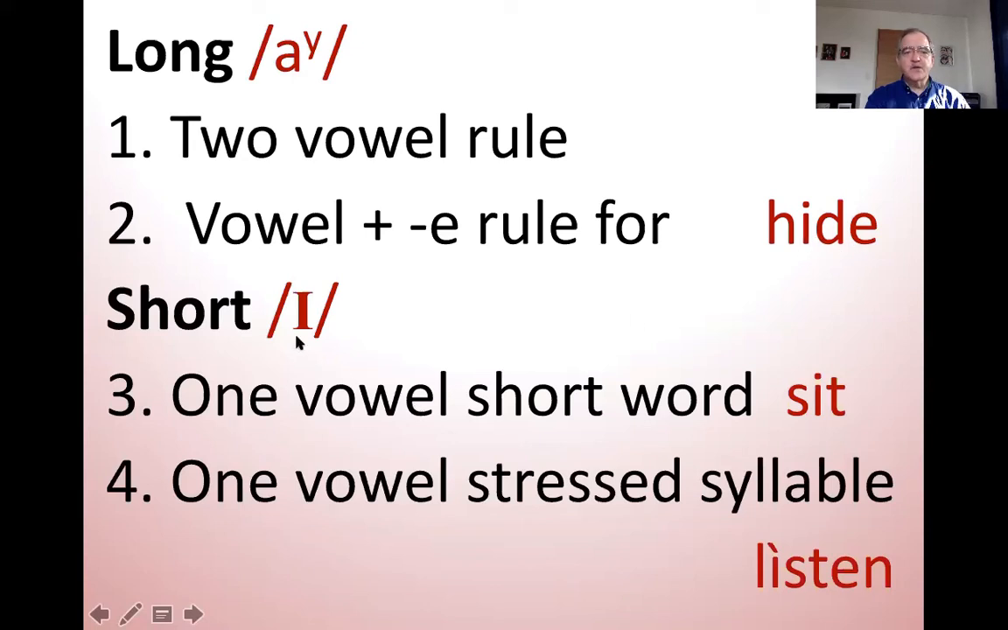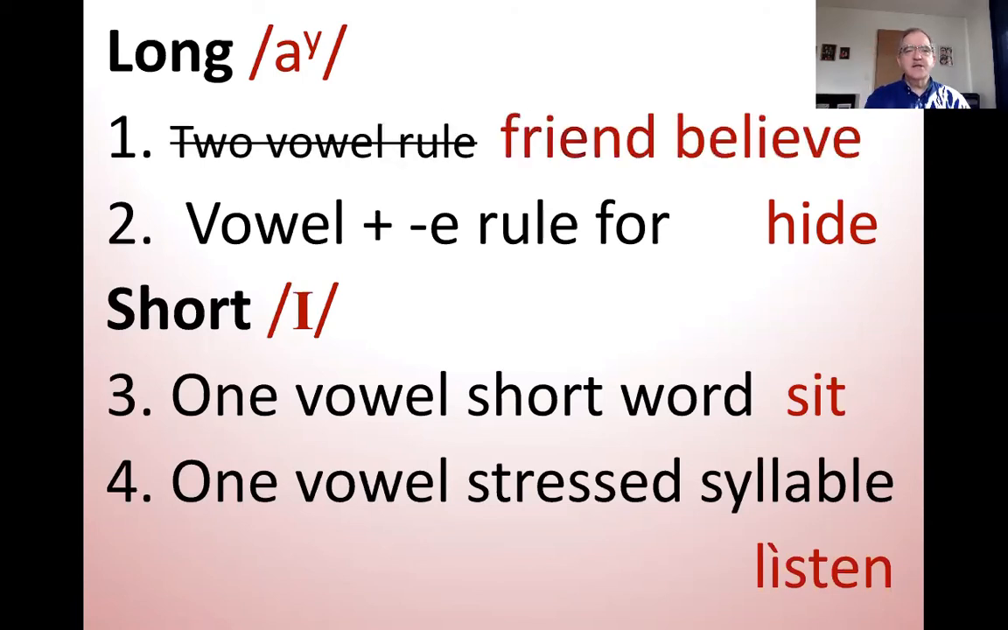Now for the short I, the one vowel short word like sit, hit, mit, kit. Also, the one vowel stressed syllable like the word listen, it's two vowels, two syllables, listen. But the stressed syllable gets the short I sound, listen. Okay, let's look at those.